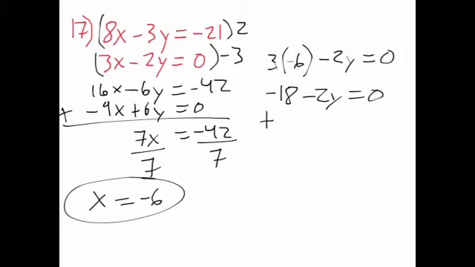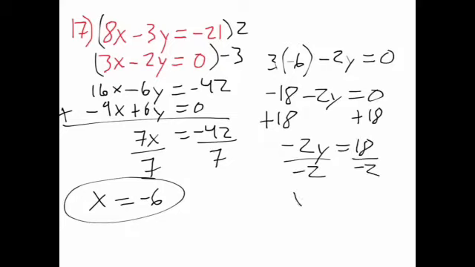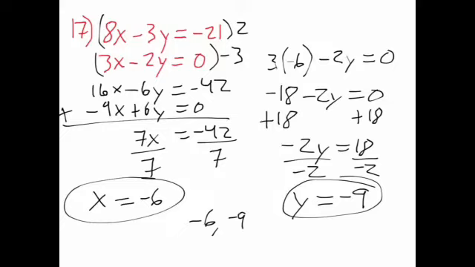Now I get my y by itself by adding 18 to both sides to get negative 2y equals 18. Divide both sides by negative 2, and you get y equals negative 9. So x is negative 6, y is negative 9, and that's the coordinates there when you're done.